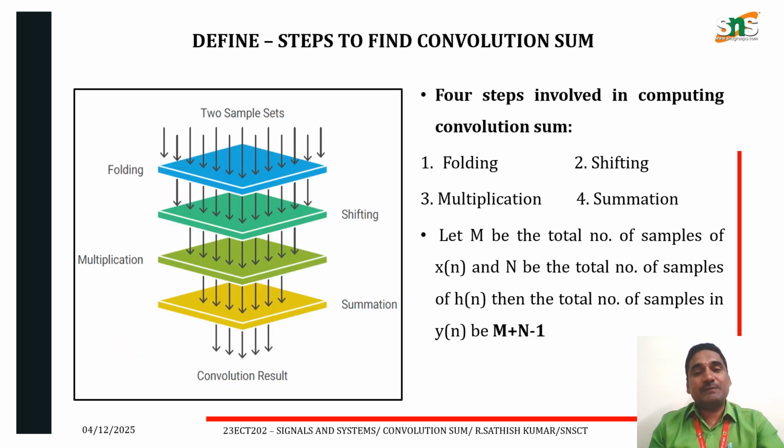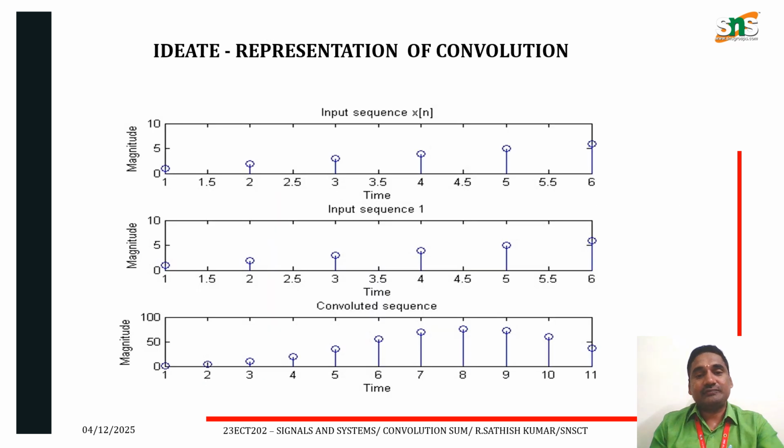Next one, these are the steps to find convolution sum. Four steps are involved in computing convolution sum, nothing but folding, shifting, multiplication, and summation. How to find the convolution sum? Let capital M be the total number of samples of x of n and capital N be the total number of samples of h of n. Then the total number of samples in y of n will be M plus N minus 1. This is the condition to find the convolution sum of the discrete time system sequence.